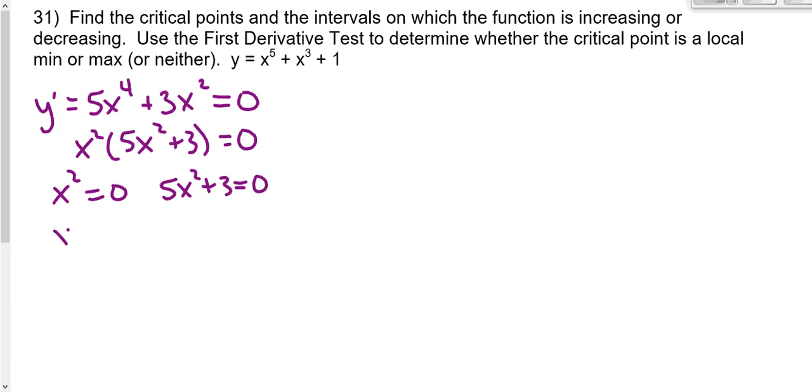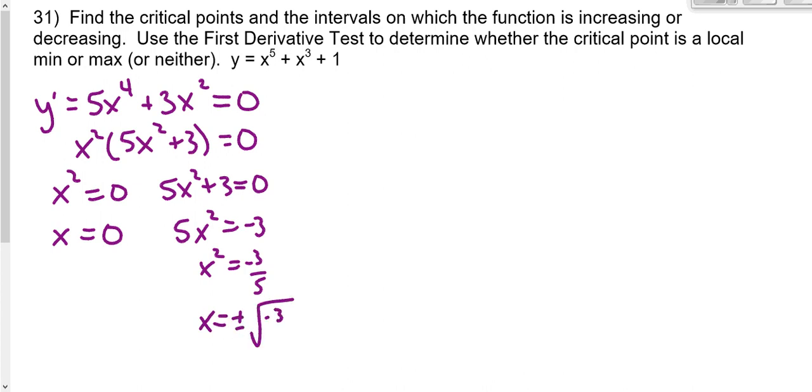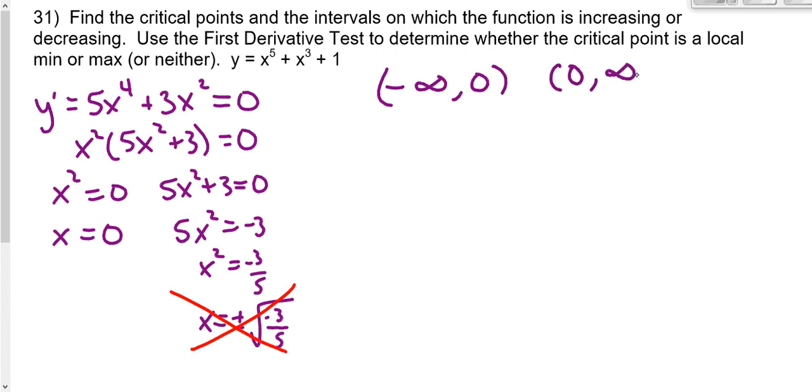So for the first one, we square root and we get x equals 0. For the second one, 5x squared equals negative 3, x squared equals negative 3/5, x equals plus or minus the square root of negative 3/5. Well, those are imaginary numbers, and we're not dealing with imaginary numbers in calculus. We only want the real numbers, so those don't count as critical points. So the only critical point we got was x equals 0. So our intervals are going to be negative infinity to 0 and 0 to infinity.